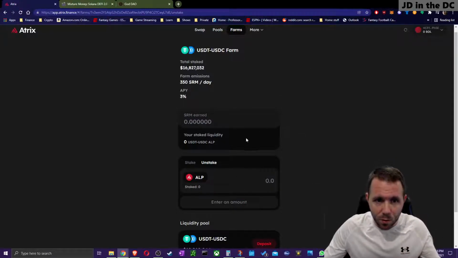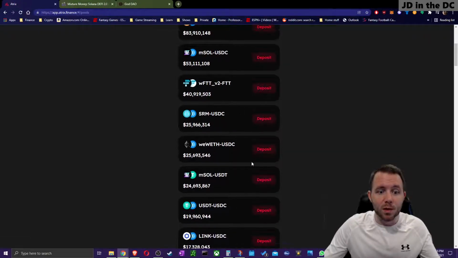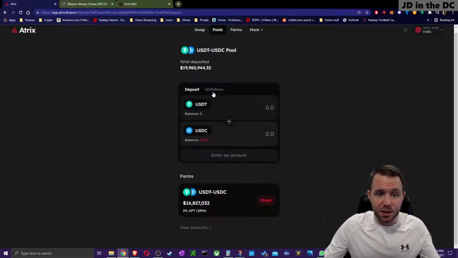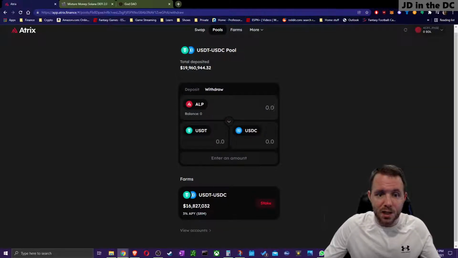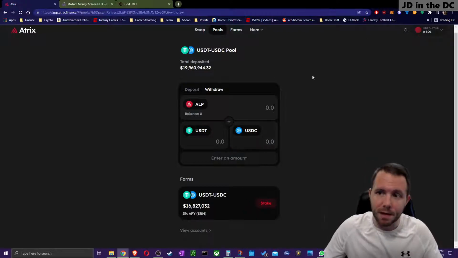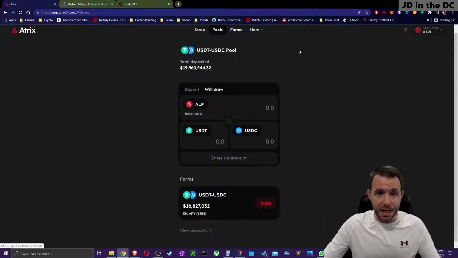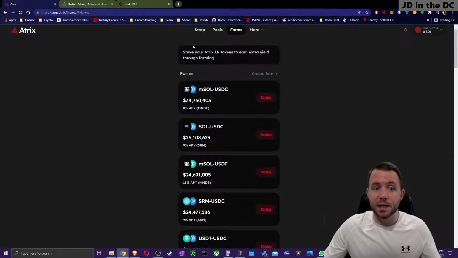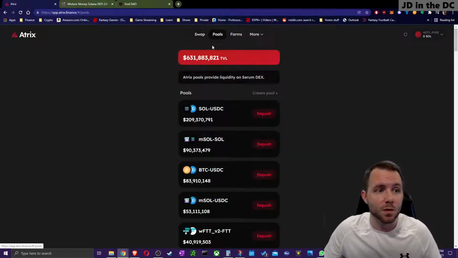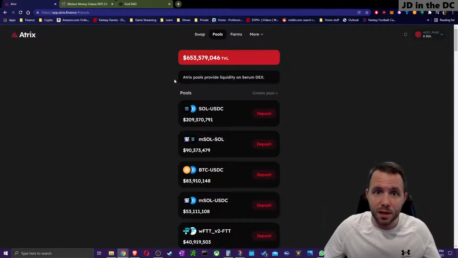You would collect all the rewards that you've earned at that point in time. Go back to the pool. Then you would simply withdraw, put in the LP tokens here, and get your USDT and USDC back, and then that would go into your wallet. That's as simple as that gets, and you can do all of that from Atrix. Phenomenal. So you're like, okay, well, where does Mixture.money come into play?